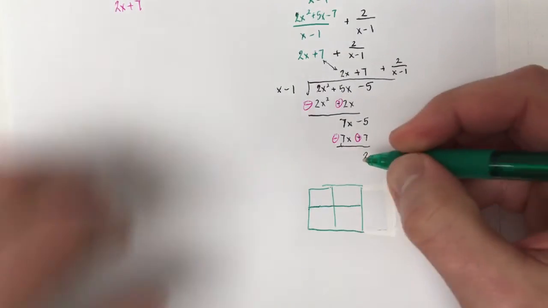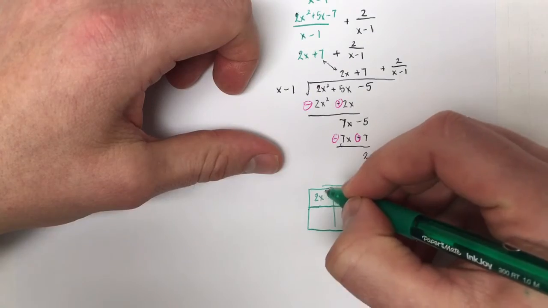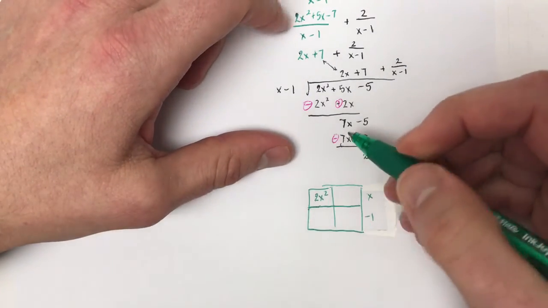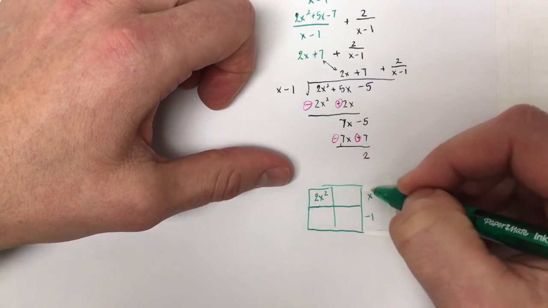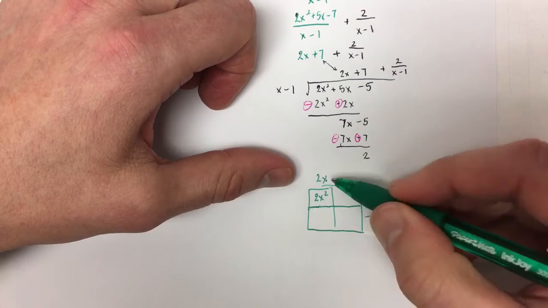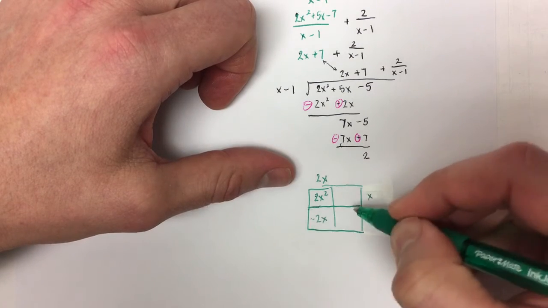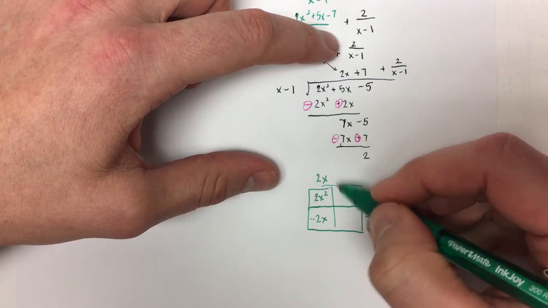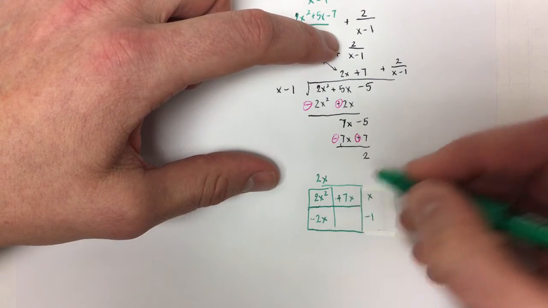Because I have a quadratic, I know that this is 2x squared. I know my divisor is x minus 1. And so what did I multiply x by to get 2x squared? But 2x. Negative 2x. I need to have a positive 5, so I know that this was positive 7x.